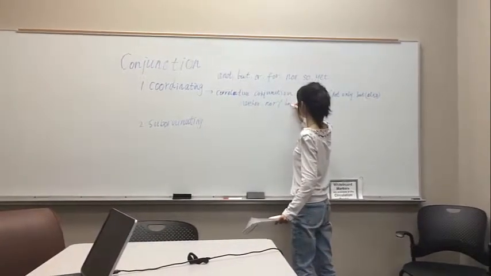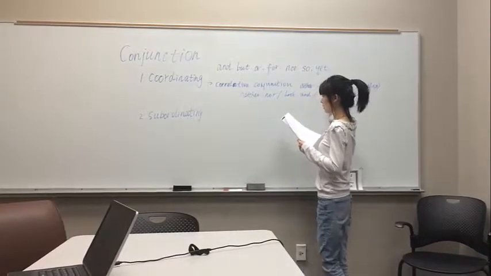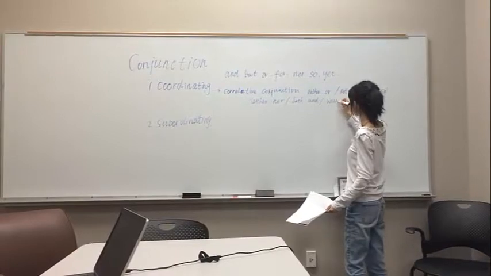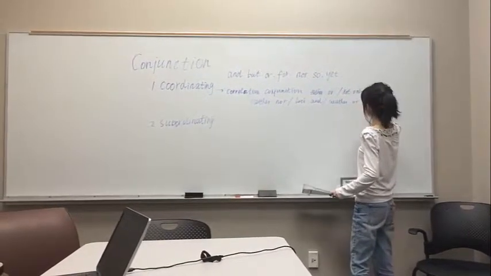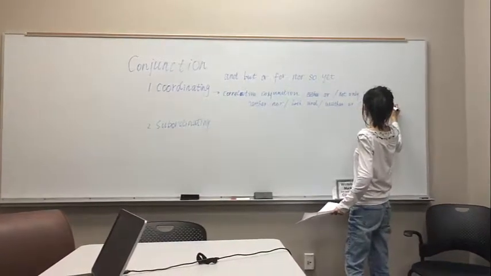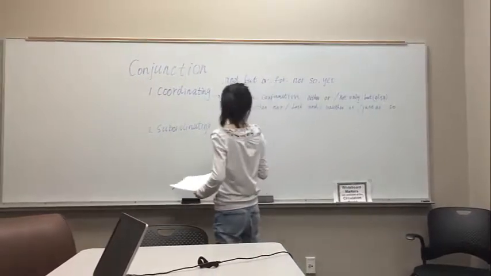both, and; whether, or; and the last one, just as, so. These are the correlative conjunctions.